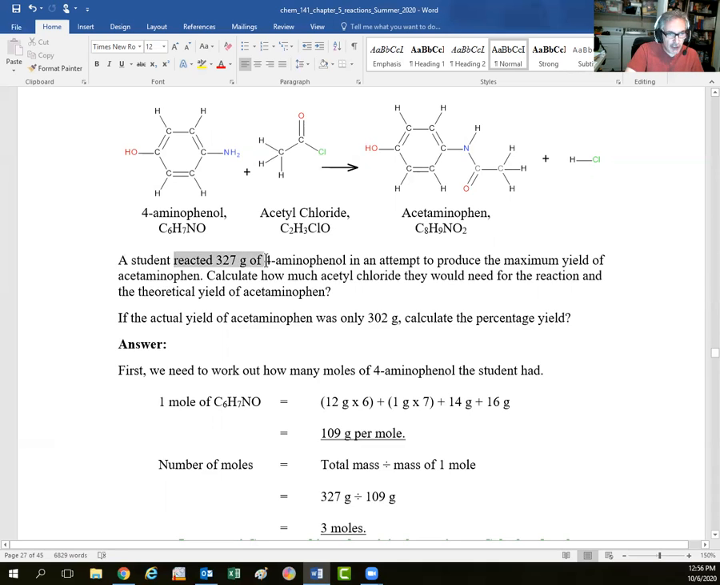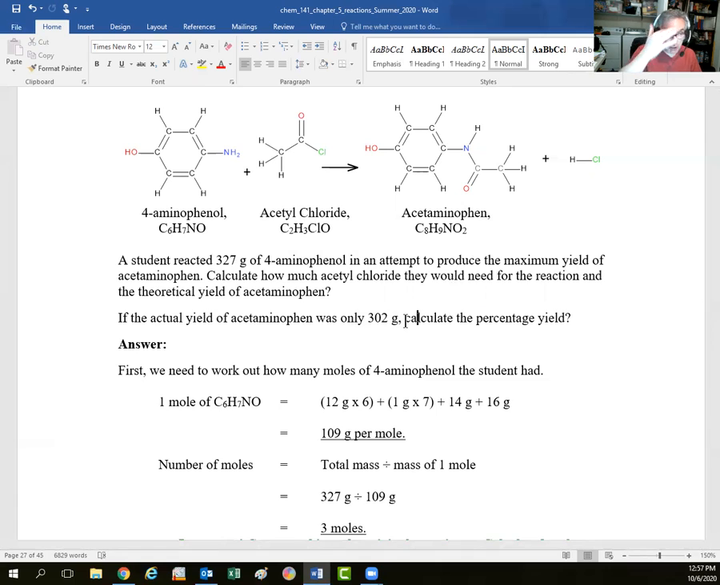So a student reacts 327 grams of the 4-aminophenol in an attempt to produce the maximum yield of acetaminophen. Calculate how much acetyl chloride he would need to react with this 327 grams of aminophenol to try and get it to fully react, and then how much of the product acetaminophen we would expect to produce. And if someone went into the lab based on your calculations and only produced 302 grams of the acetaminophen, then how much would that be as a percentage of the theoretical yield?